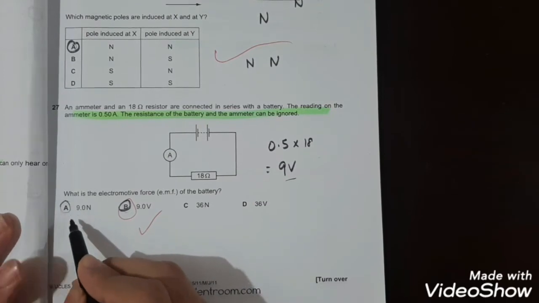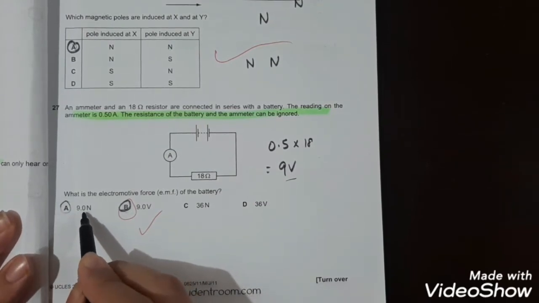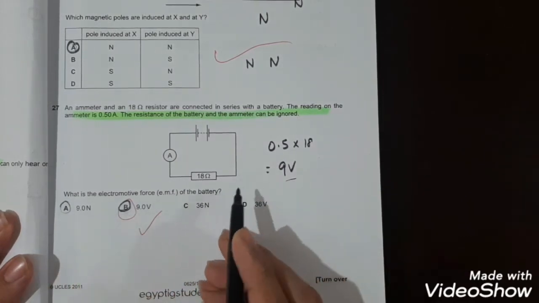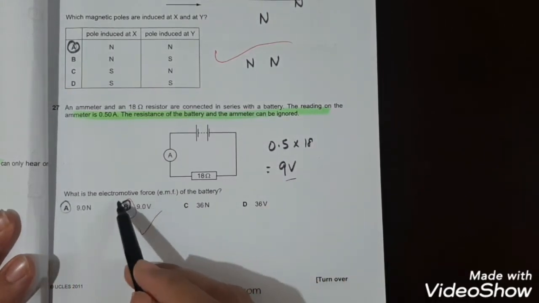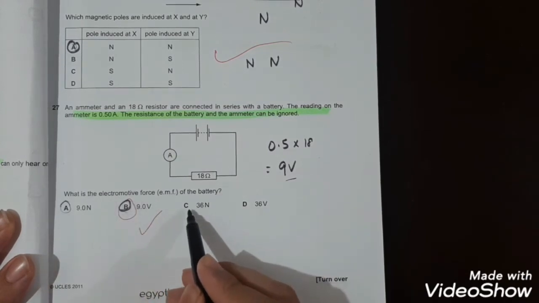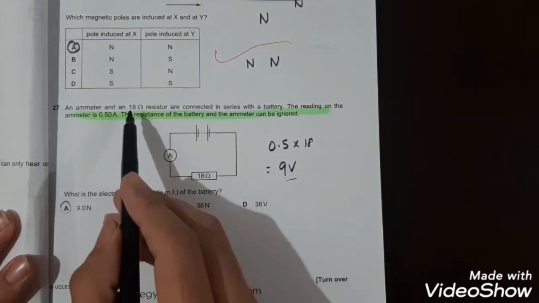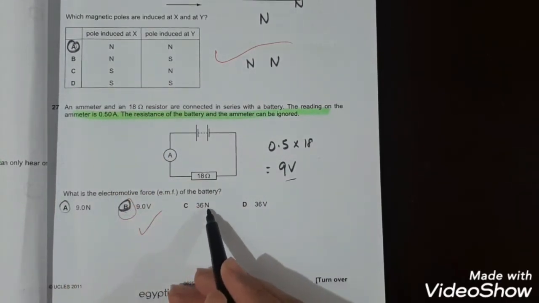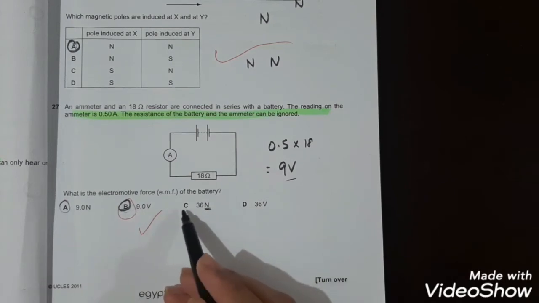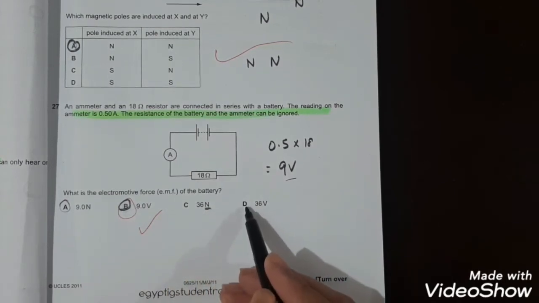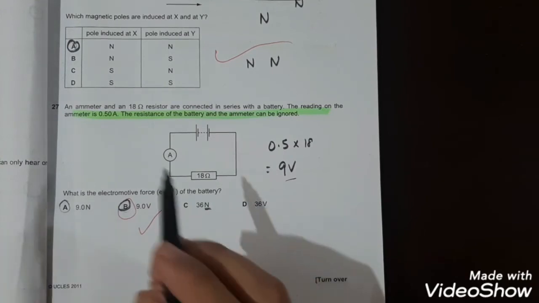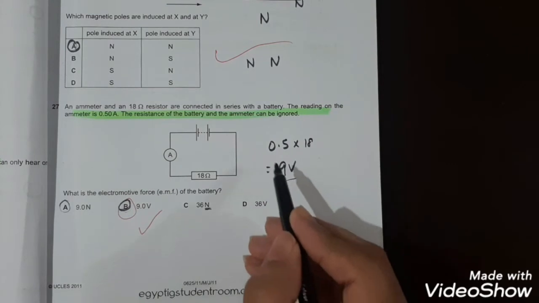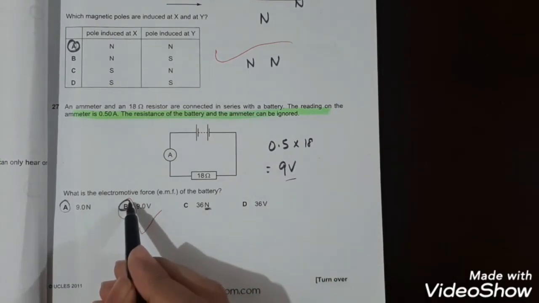Answer A cannot be correct, because in here it's written 9 newtons, which is not used in EMF or electromotive force, whereas in C here we have divided 18 by 0.5, which will be 36, but newtons is not used in electromotive force. And then in D, over here we have not multiplied 18 by 0.5, so this will also be wrong. So 9 volts will be the correct answer, which is B.